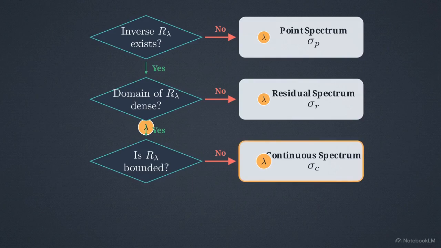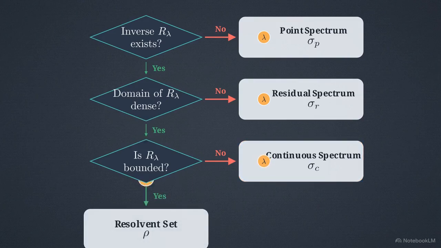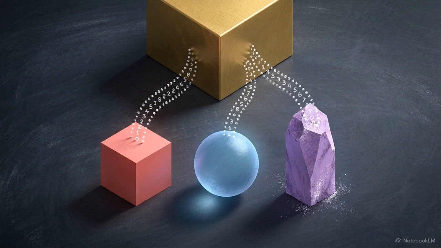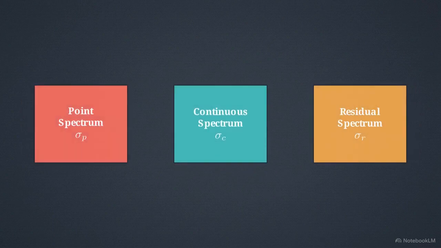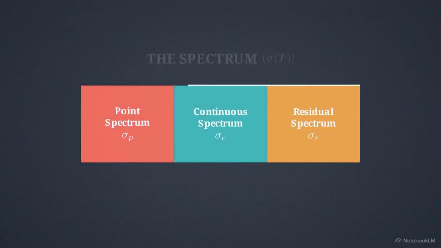If a value passes all 3 tests, the inverse exists, its domain is dense, and it is strictly bounded, then lambda is not a spectral value at all. It drops into the resolvent set, a safe zone where the operator behaves perfectly. Every complex number that fails to reach the resolvent set will fall into exactly one of these 3 disjoint boxes: point, residual, and continuous. Together, they make up the entirety of the infinite dimensional spectrum.